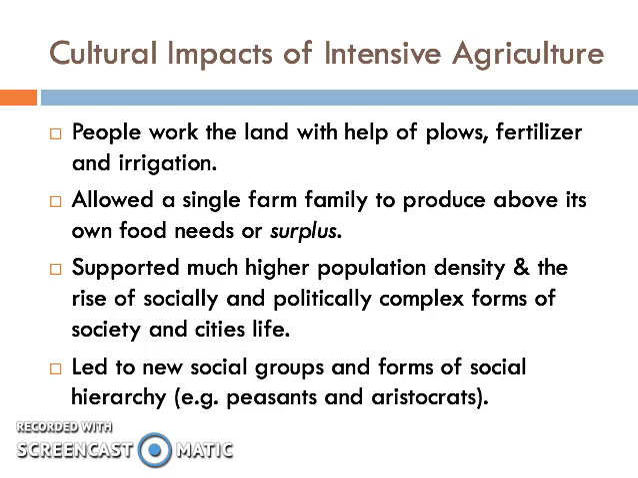Intensive agriculture supports much higher population density and led to the rise of socially and politically complex forms of society and city life. It allowed a single farm family to produce above its own food needs, or a surplus. Then this surplus could be sold or was taxed for the use of nobles and other occupational groups who did not produce their own food. Intensive agriculture also led to new social groups in forms of social hierarchy, such as peasants and aristocrats.